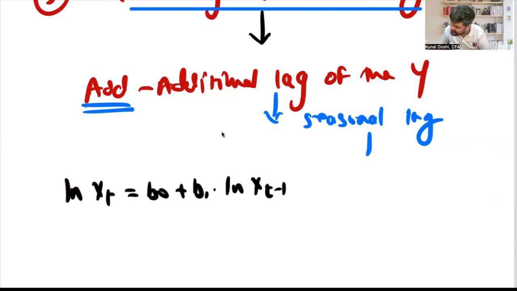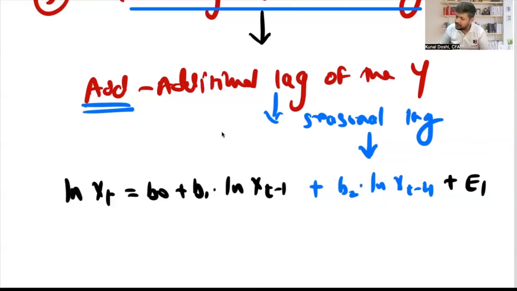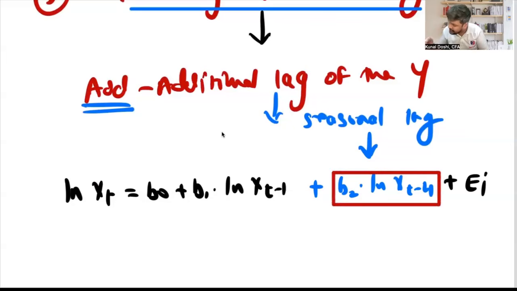We added a seasonal lag, which is plus b2 times log, because it's revenue, log of x t minus 4. This is quarterly, so minus 4. If it was monthly, I would say t minus 12, correct? Plus the error term. So everything else is the same. The only thing that was added is an additional seasonal lag.